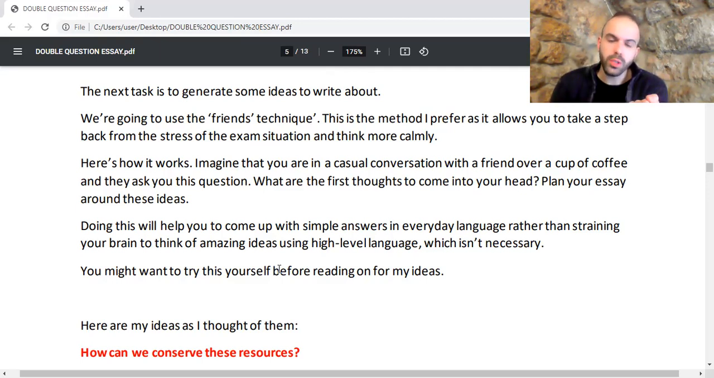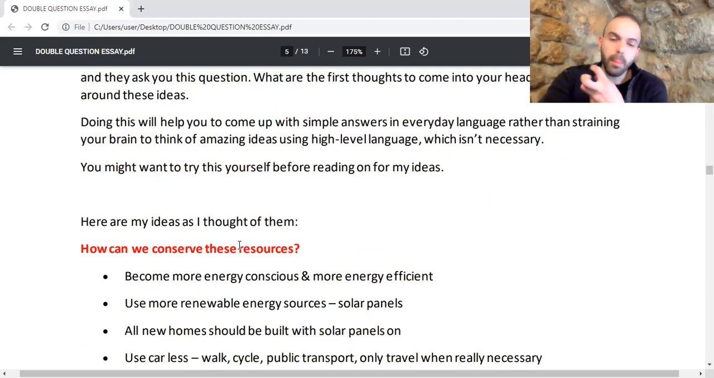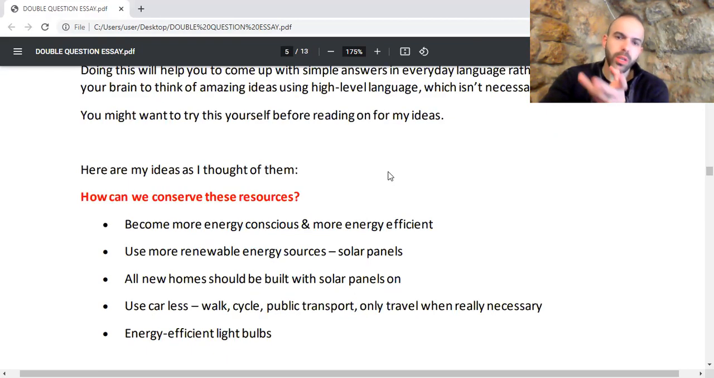You might want to try this yourself before reading on for my ideas. So here are my ideas as I thought of them. The first question: how can we conserve these resources? I was brainstorming and I thought about these ideas. The first one, become more energy conscious and more energy efficient, or use more renewable energy sources, for example, solar panels. For example, all new homes should be built with solar panels on. Or use the car less: walk, cycle, public transport, only travel when really necessary, or use energy efficient light bulbs.